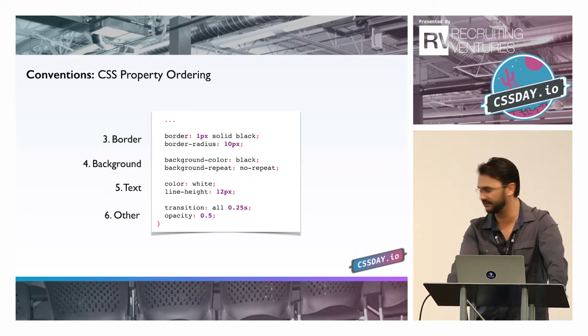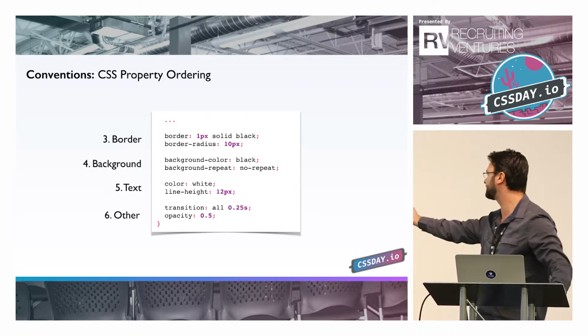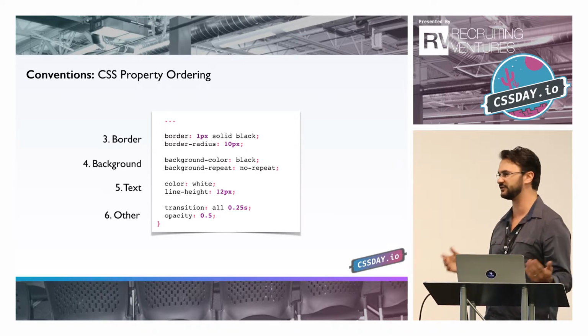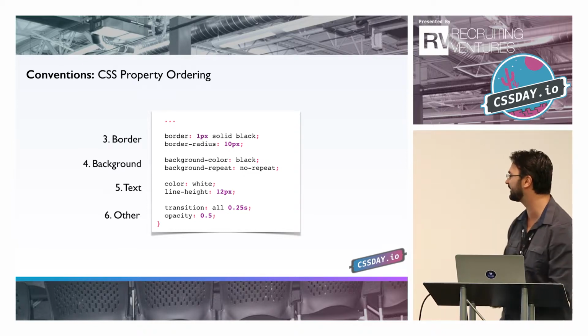Next is our border and background styles. We want to know what this thing looks like. So if we had like a box shadow, we'd shove it in there too, maybe with border. Again, this is just kind of a logically descending order of things that are important for the CSS class.